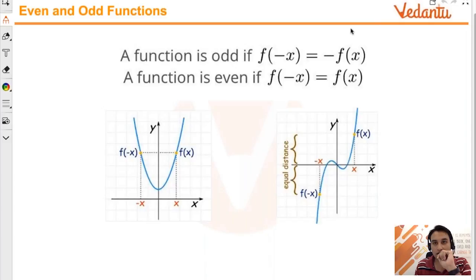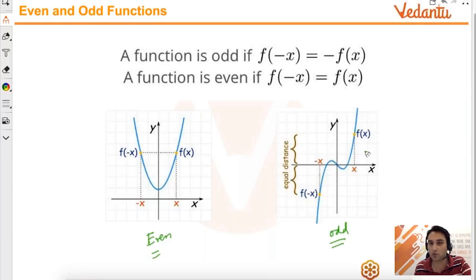Now, another concept that I want to repeat, which we did very briefly last time, was the concept of even and odd functions. Okay, so this is an even function and this is an odd function. Typical examples are y equal to x square, y is equal to x cube, or any such function.